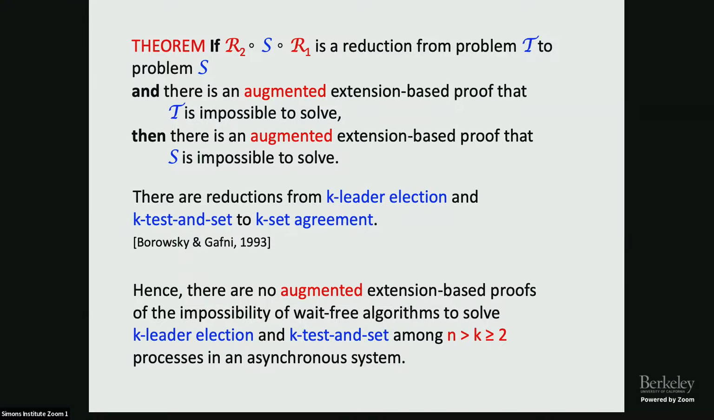There are known reductions from a bunch of other problems, such as k-leader election and k-test-and-set, to k-set agreement. Since there's no augmented extension-based proof that k-set agreement is impossible to solve, it follows from the contrapositive of our reduction theorem that there are no augmented extension-based proofs that k-leader election and k-test-and-set are impossible to solve.